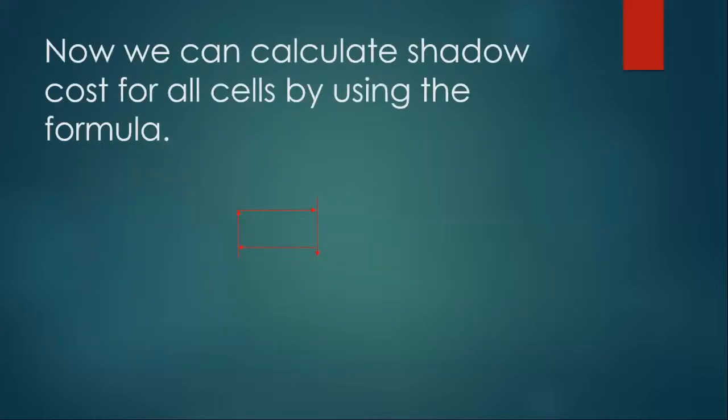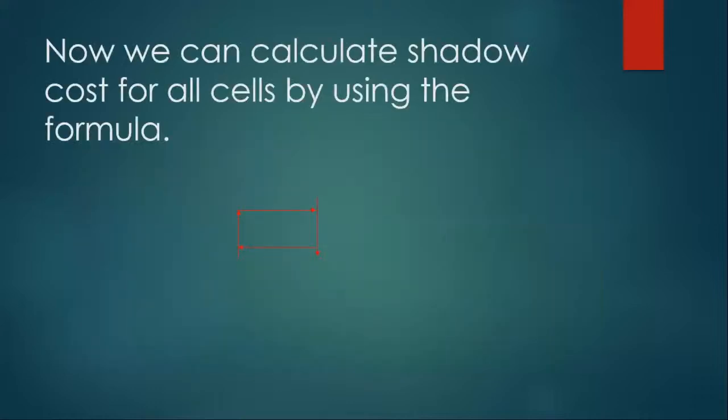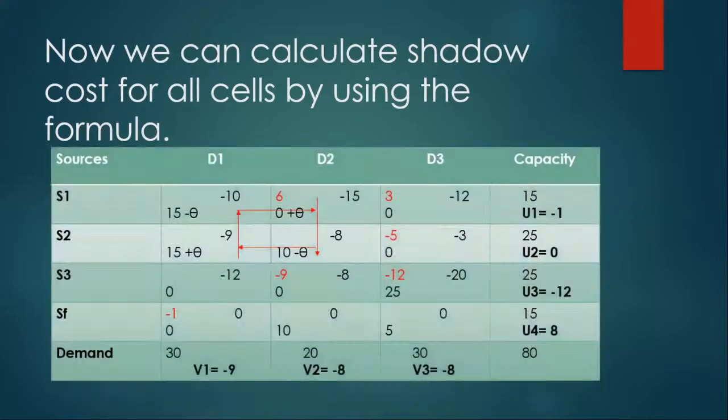U1 equals to minus 1, U2 equals to 0, U3 equals to minus 12, U4 equals to 8, V1 equals to minus 9, V2 equals to minus 8, V3 equals to minus 8. Next. Now we can calculate shadow cost for all cells by using the formula like we used in the previous slides. So we are going to introduce the theta method, and now it's a loop.